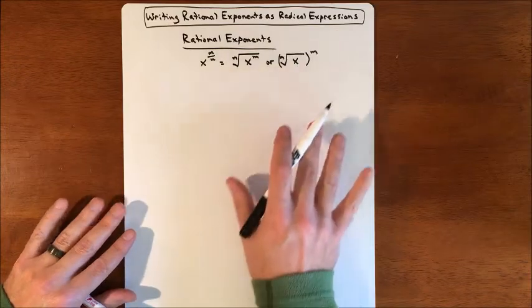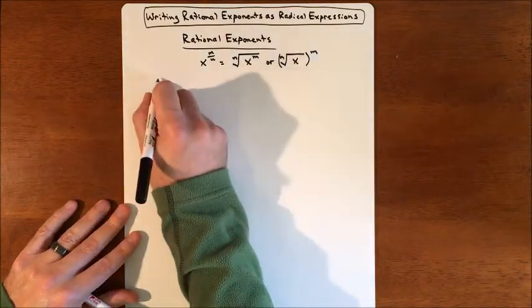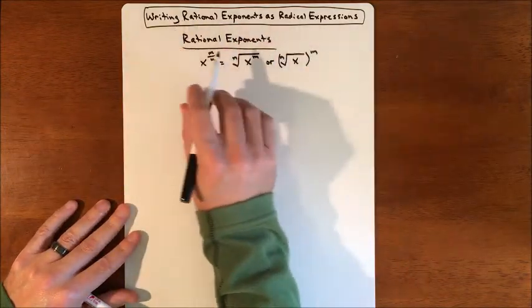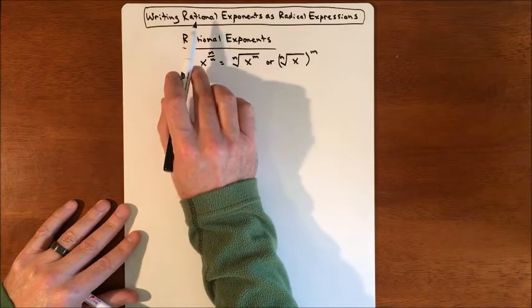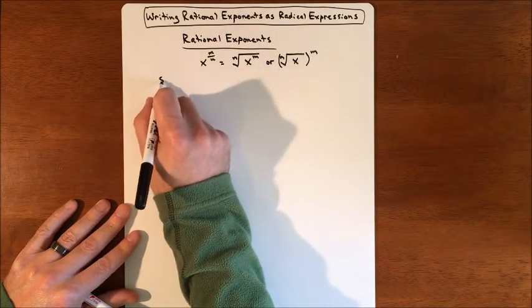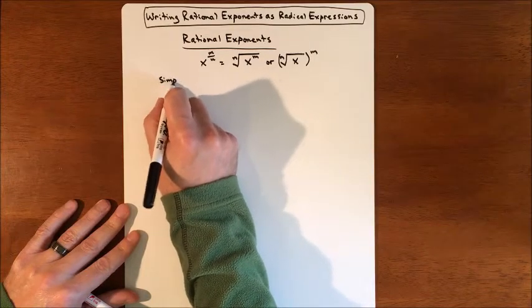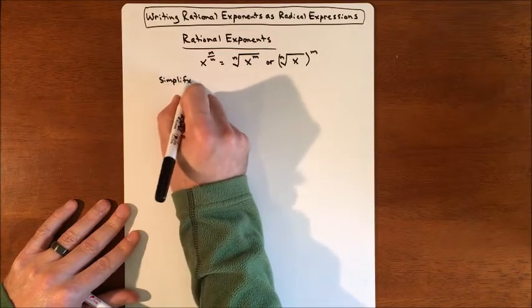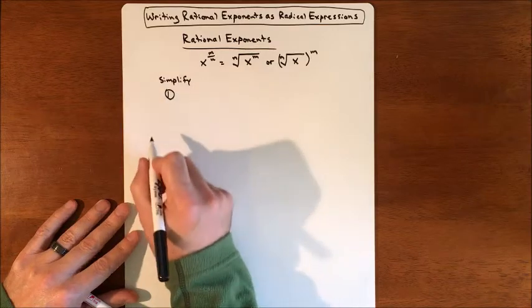So let's do a couple and kind of see what we're talking about. So we're going to be writing rationals. We're going to take something that's irrational. We're going to use radicals to help simplify it. So directions may say simplify. So let's see what we got.